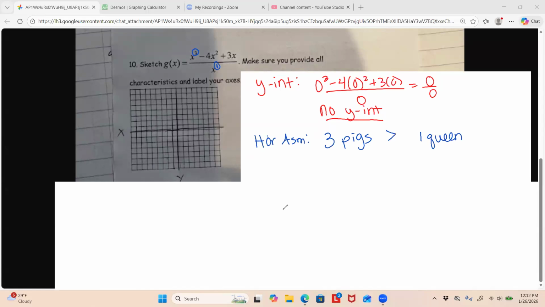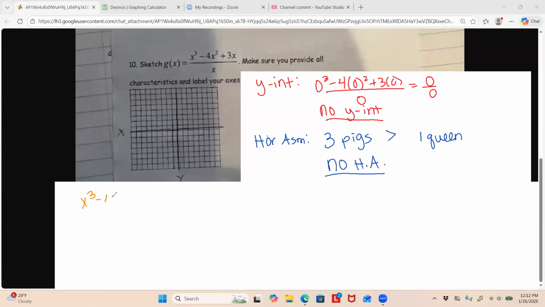If pigs are bigger than queens, you will have no horizontal asymptote. Again, watch another video to get more detail on that. Okay, those are the only two things I do before factoring. So now, let's look at our problem.